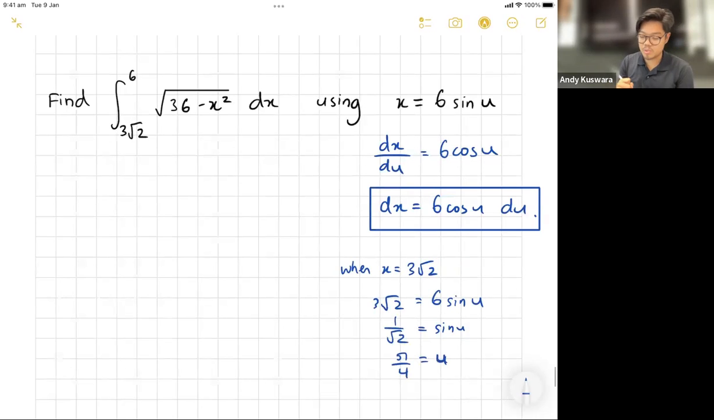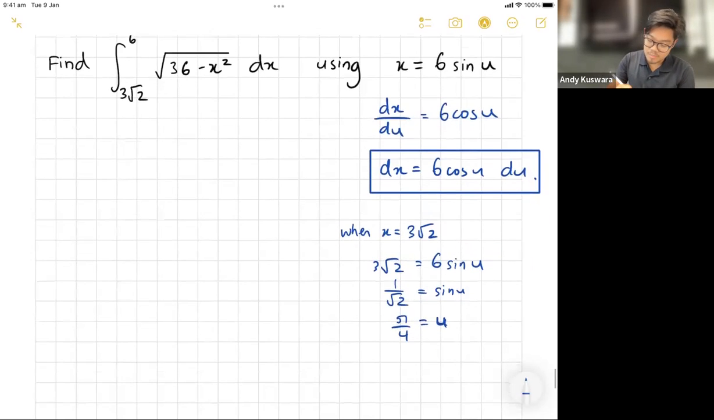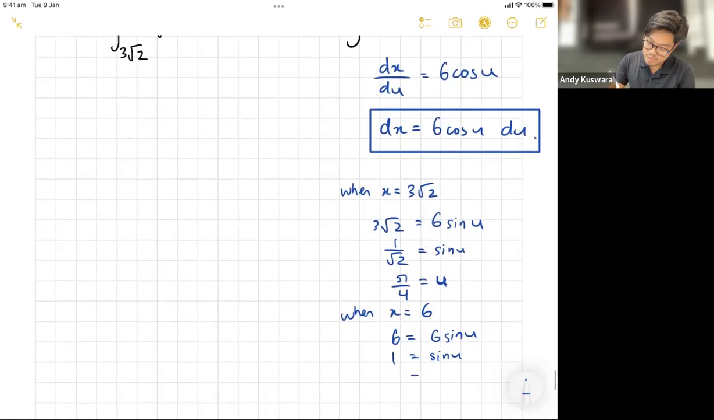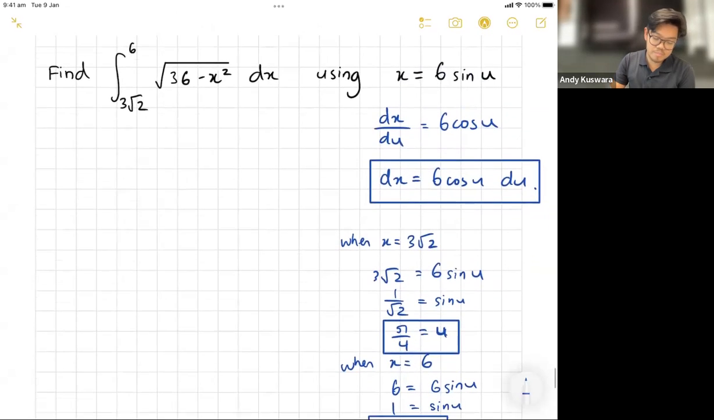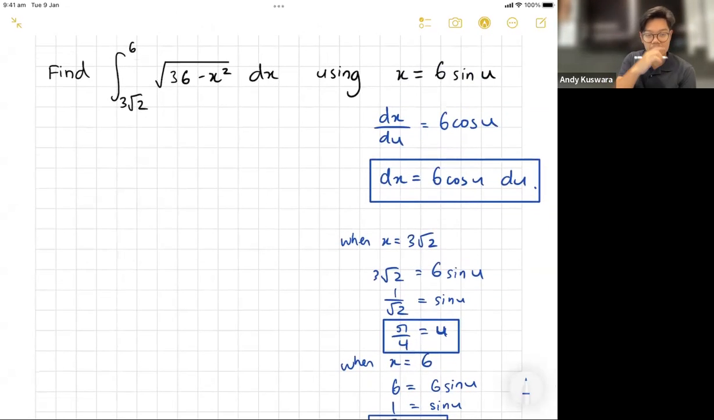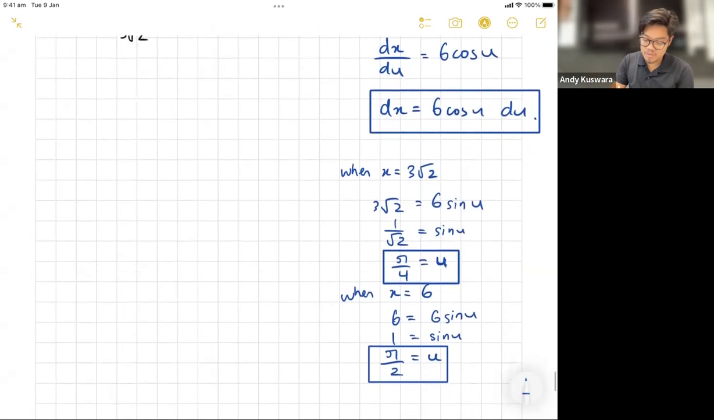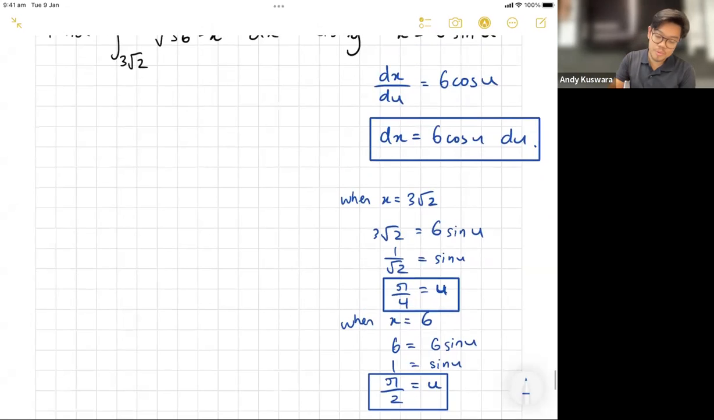Now, I apologize, my u's look very similar to my 4's. And also when x equals 6, which is my other bound, I'll have 6 equals 6 sine u. And so sine u will equal 1. And I know that u happens at pi over 2. Okay, so we did a little bit of solving here. Because we're using different boundaries, we're not talking about x anymore, we have to think of everything in terms of u. Okay, so now I've got all the u's, they're good to go.